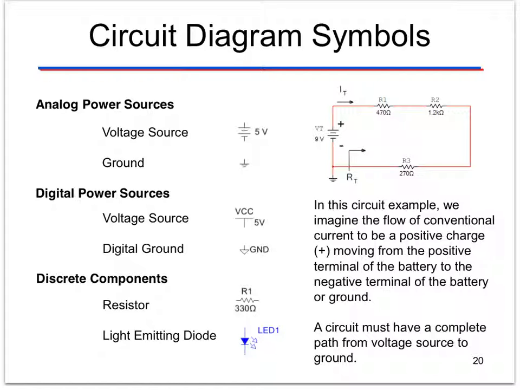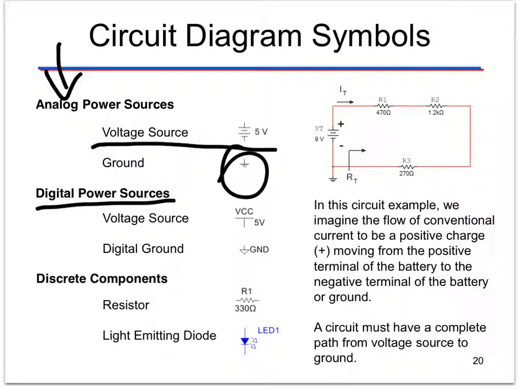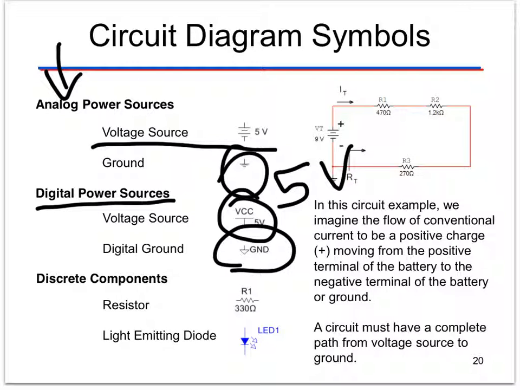The circuit diagram symbols. These are important. We need to understand this. Analog. Analog is the opposite of digital. Okay? Analog power sources. We're going to use a voltage source. It can be anywhere from 5 volts to 9 volts, 12 volts, and there is the ground. Okay? Digital power sources. Voltage source, VCC, will always be 5 volts. Always. Your digital ground looks like that.